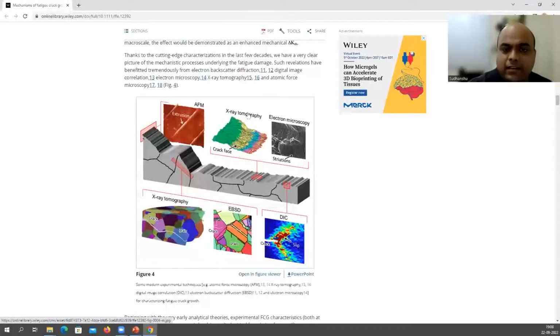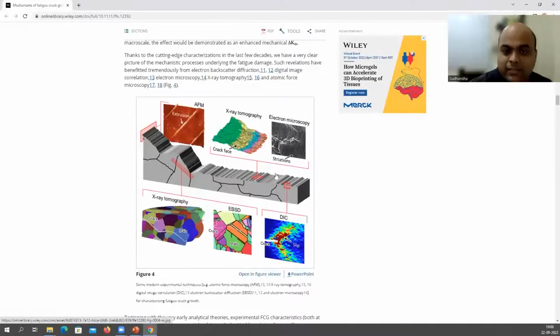Now this is again another one. What you see here is an AFM image. On the surface, you can see extrusion. These are AFM images, and these show the crystallographic nature of the crack plane.